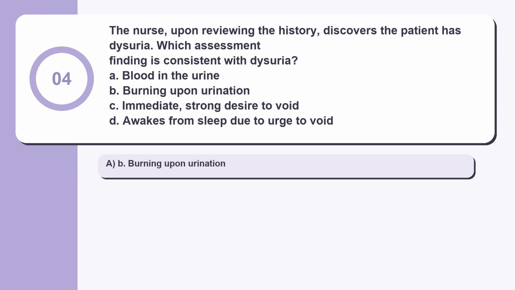Question 4. The nurse, upon reviewing the history, discovers the patient has dysuria. Which assessment finding is consistent with dysuria? A. Blood in the urine. B. A burning upon urination. C. Immediate, strong desire to void. D. Awakes from sleep due to urge to void. The answer is B. A burning upon urination.